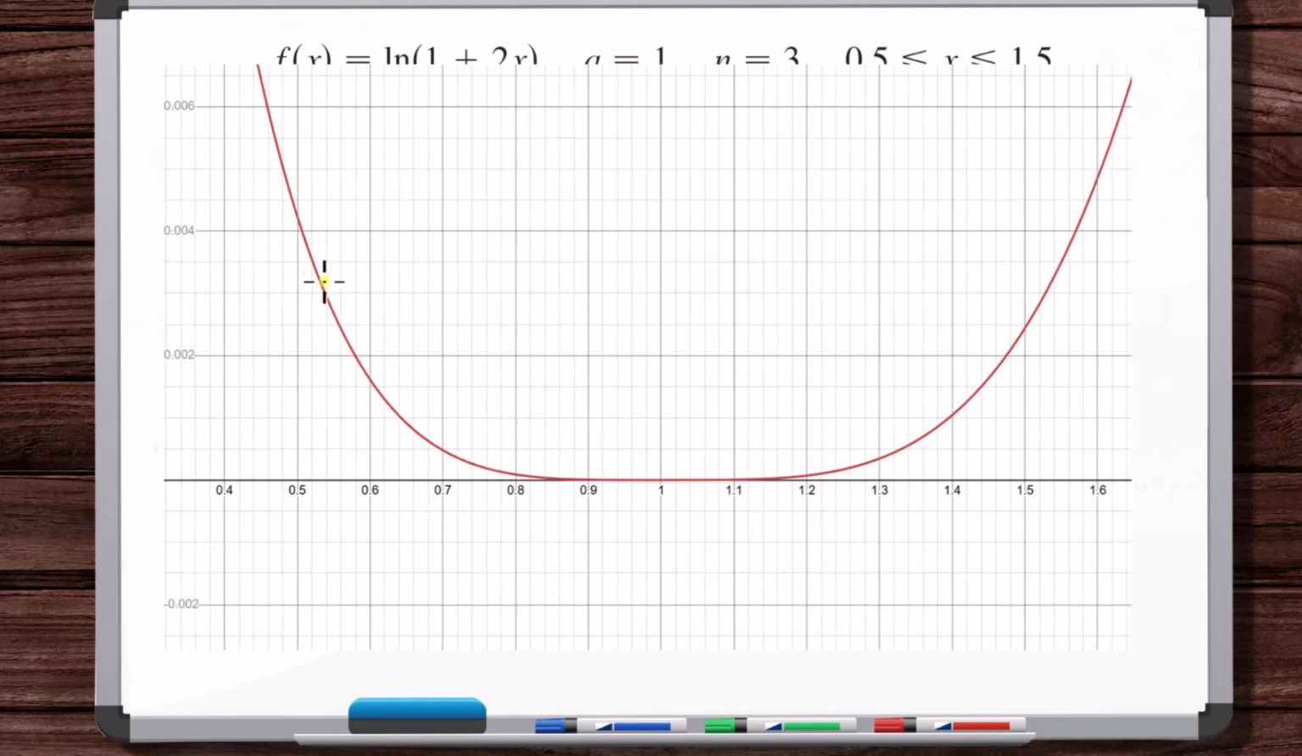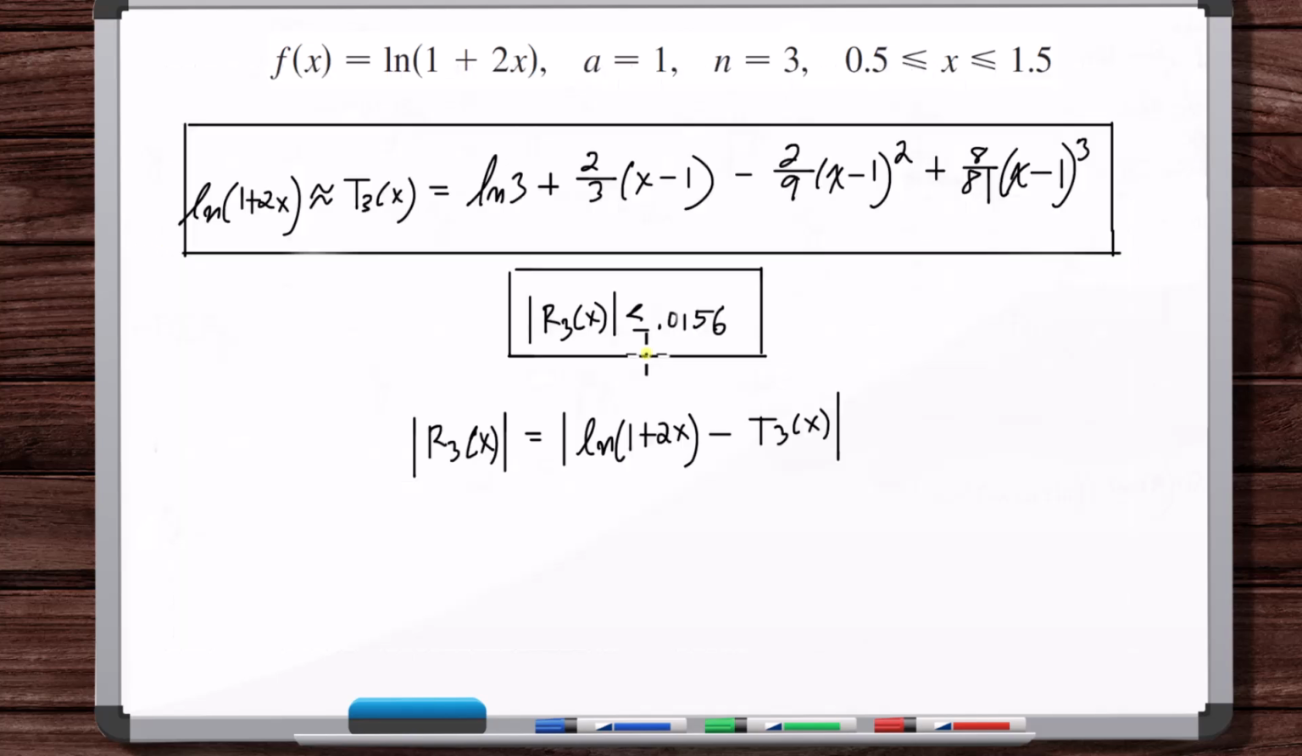Okay, so there's the absolute value of R sub 3 of x. Let's see, at the endpoints is where this is the largest. And it looks like this is the left endpoint. We're at about 0.0042-ish. Taylor's inequality, we got 0.0156, so not bad.